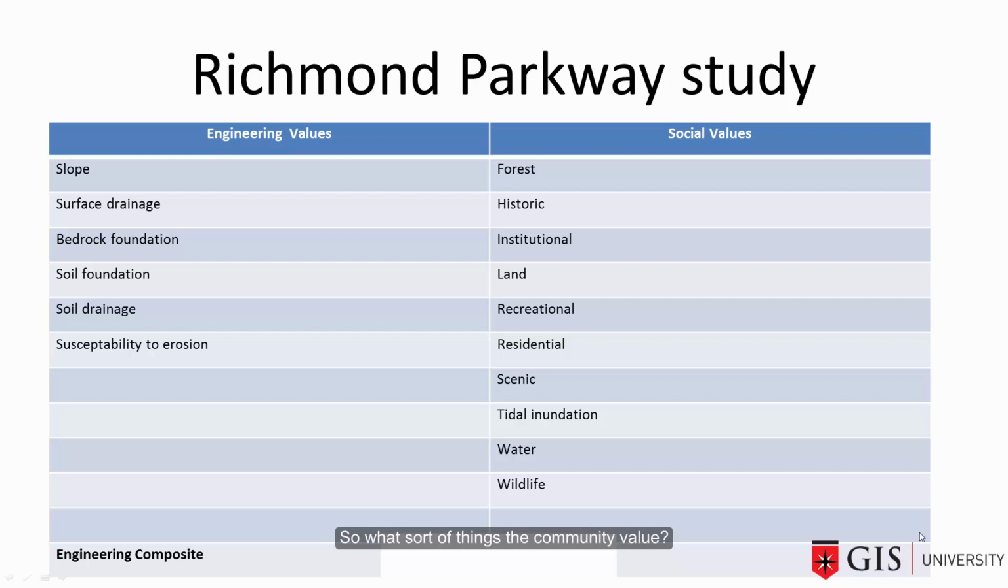So what sort of things does the community value? They're interested in being able to recreate in the forests. They don't want their old homesteads bulldozed. They don't want to lose institutions like hospitals or schools. They want all their recreational values. They don't want their houses demolished. They enjoy the scenery. So for each of these values, Ian McHarg produced a map.